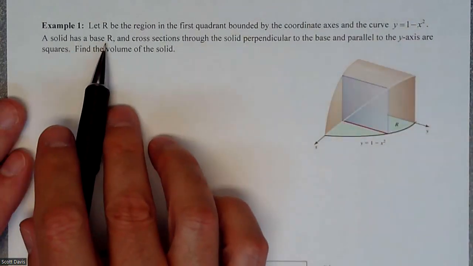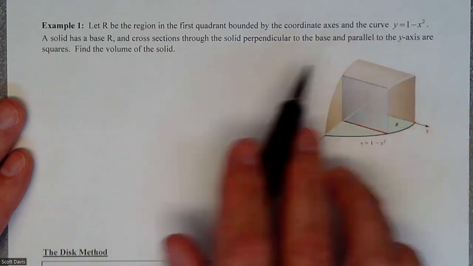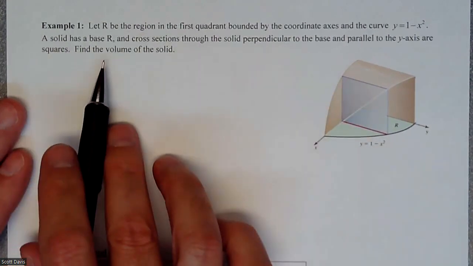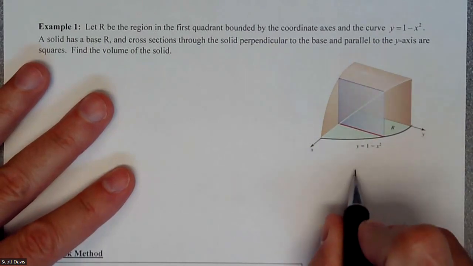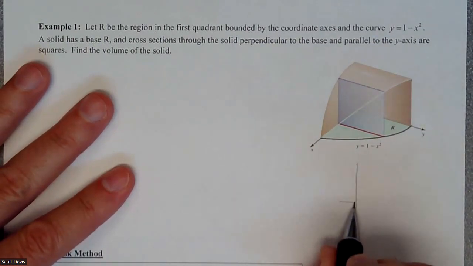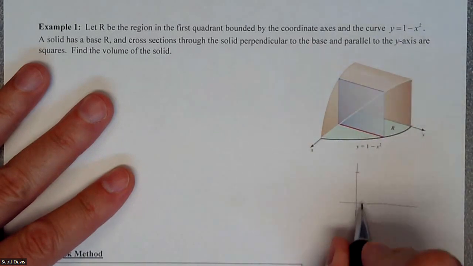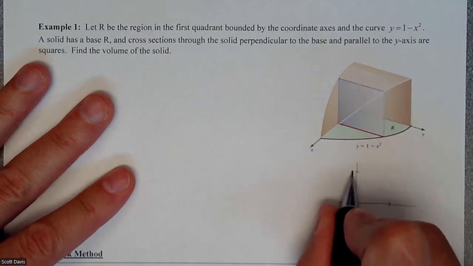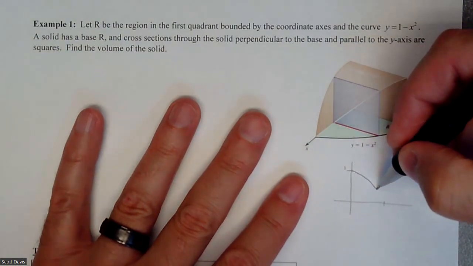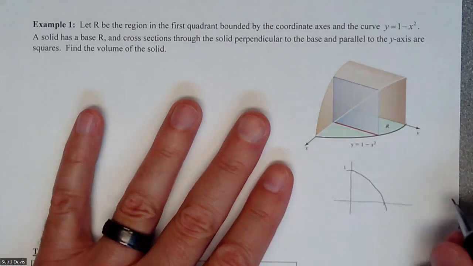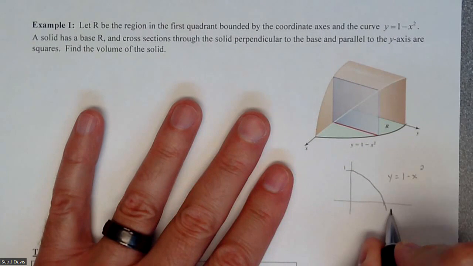It says a solid has a base R, and the cross sections through the solid perpendicular to the base and parallel to the y-axis are squares. So we're going to try to figure out what it is that they're talking about. We're going to find this volume. So let me do a two-dimensional version of this, trying to make some sense. We have a quadratic that has a height of 1, and it's going down. And so that equation would be 1 minus x squared. It would also hit at 1.